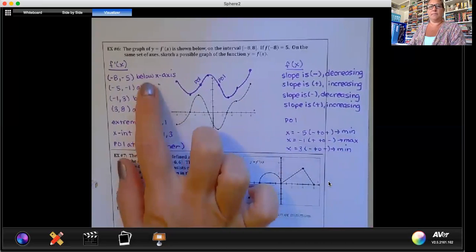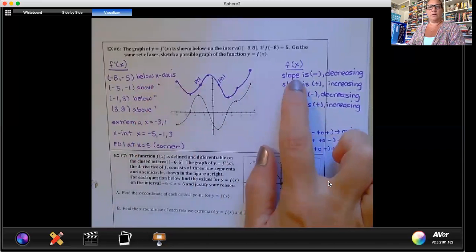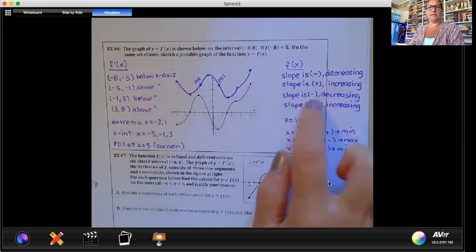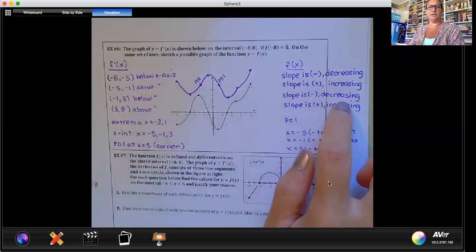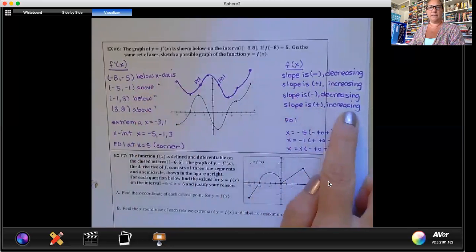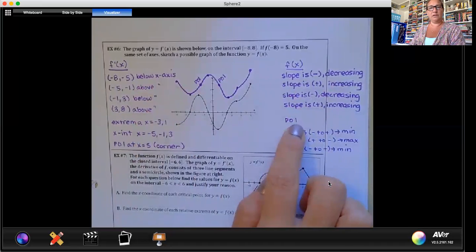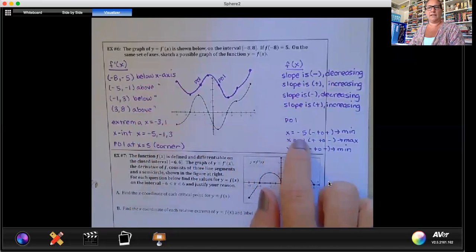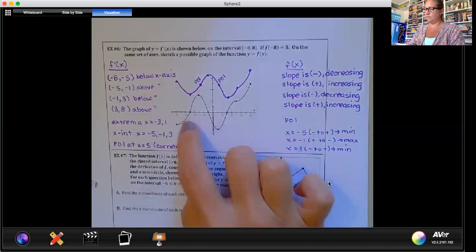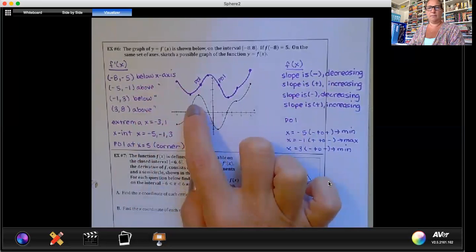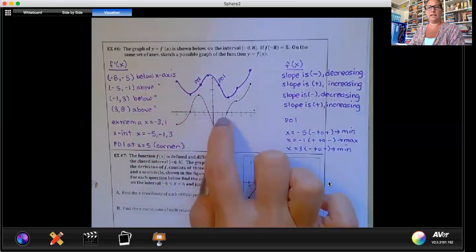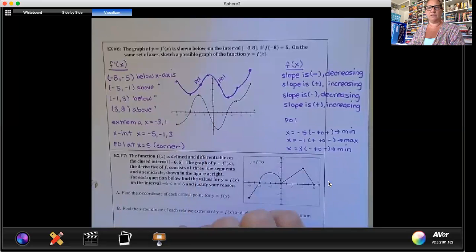So what that means, below the x-axis on f of x, your slope is negative. You are decreasing. Above, slope is positive, increasing. Below, slope is negative, decreasing. And above, slope is positive, increasing. You have points of inflection on your new graph at -3 and 1. At x equals -5, you are going from negative to positive. That's a minimum. At -1, you're going from positive to negative. That's a maximum. And at 3, you're going from negative to positive, which is a minimum.